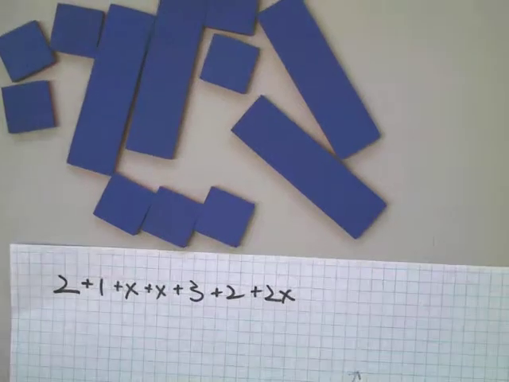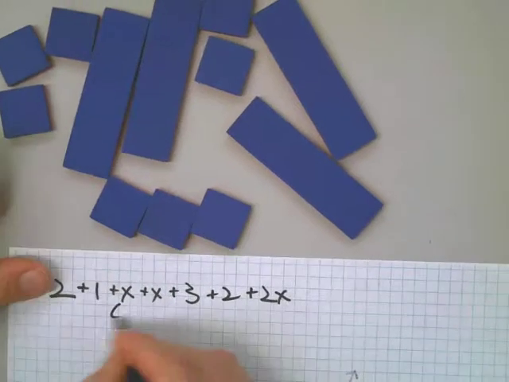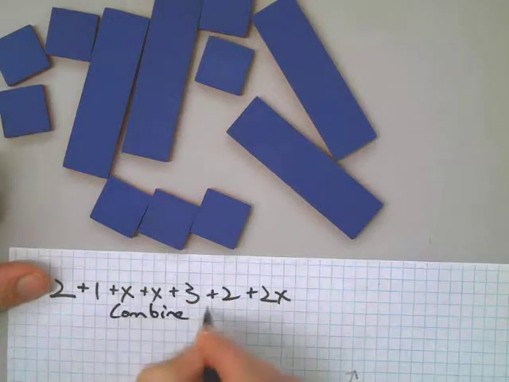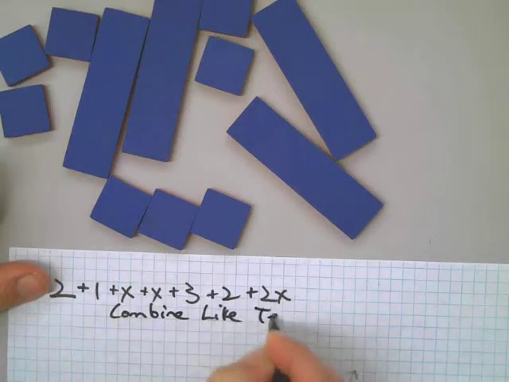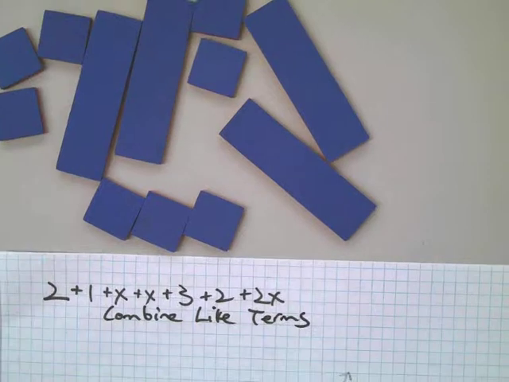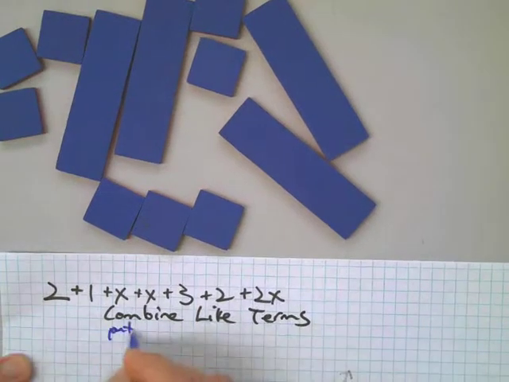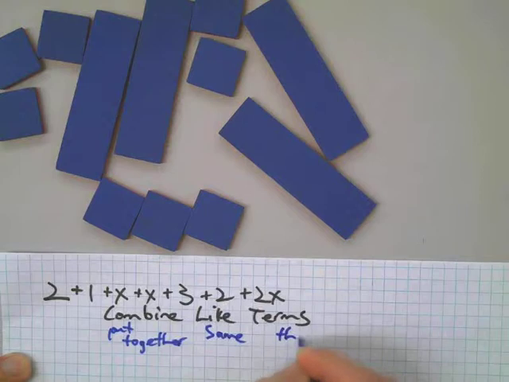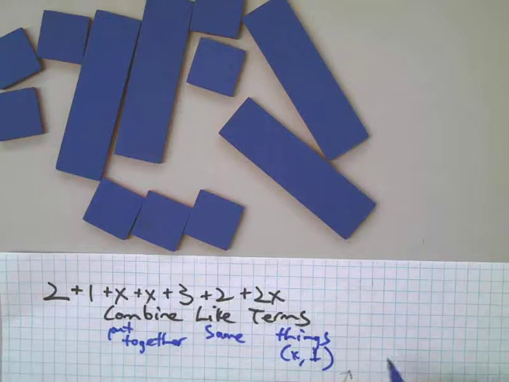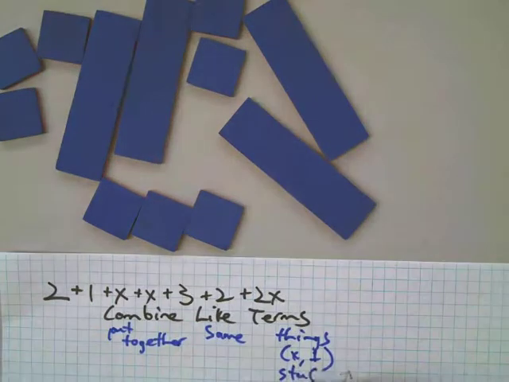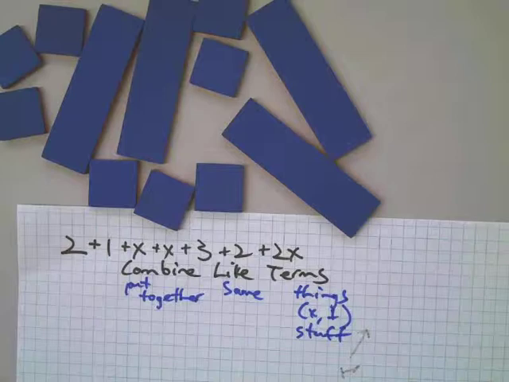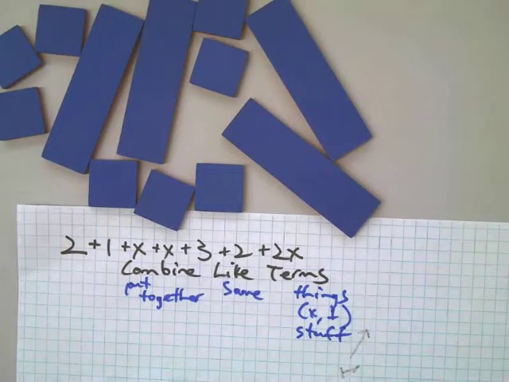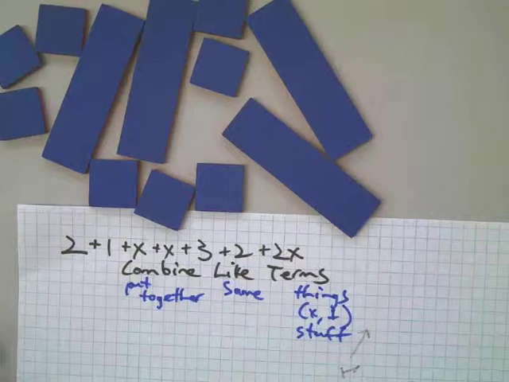It's pretty rough. So the first thing I want to do is combine like terms. We talked about this before. That simply means put the same things together. Put together, that's combine. Same, that's a synonym for like. Terms are the things, in this case, the X's and the 1s, but you might have other things in your expressions. Sometimes in class we use technical talk and we call it stuff. But anyway, we need to put these things together so we can really see what we have.